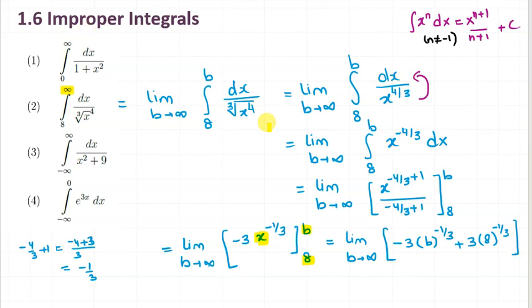Now, what is next? b is approaching infinity. So this goes to infinity, to the power minus 1 by 3. So you can write it as minus 3 over infinity to the power 1 over 3, plus 3 over 8 to the power 1 over 3. Any number over infinity is 0. Plus 3 over 8 to the power 1 over 3. The cube root of 8 is 2. So you get your answer as 3 over 2. That will be your limit. Okay.